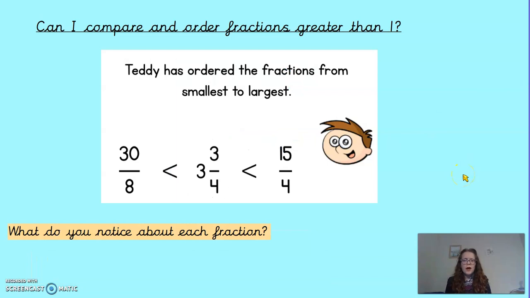Okay, Teddy has ordered the fractions from smallest to largest. What do you notice about each of these fractions? Well, first off, we've got some different denominators here. We've got 4, 4 and 8. So how can I make it so that all of my denominators are the same? Well, I can divide this one by 2 because 8 divided by 2 equals 4. So that's going to be 4. And then 30 divided by 2 is going to be 15. What a weird 2 that one was.